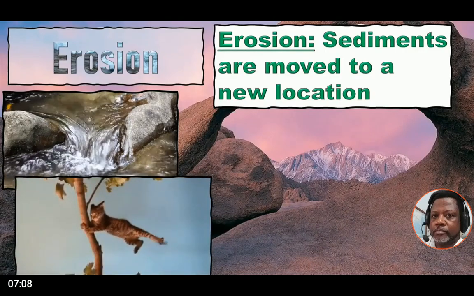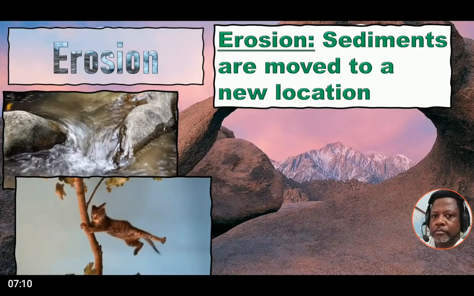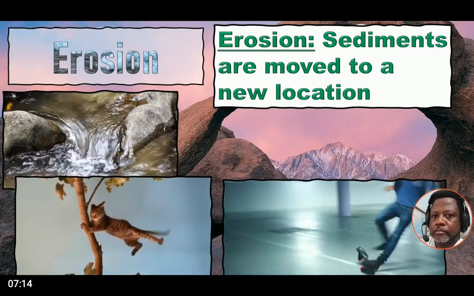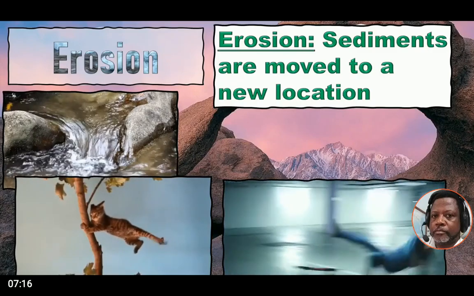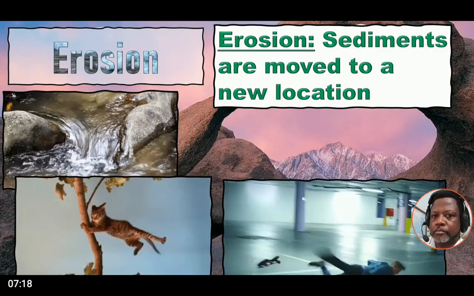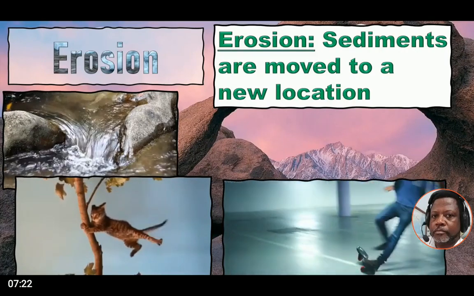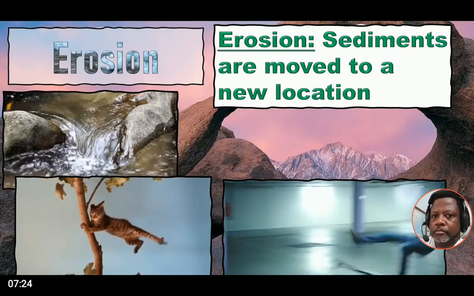It can happen through wind. Wind can blow sediments around, especially in desert areas. And it can happen simply through gravity. A great example of how gravity can move sediments is Yosemite Valley. Yosemite Valley has very steep sides, and they have rock falls all the time. And those rock falls are caused simply by gravity.